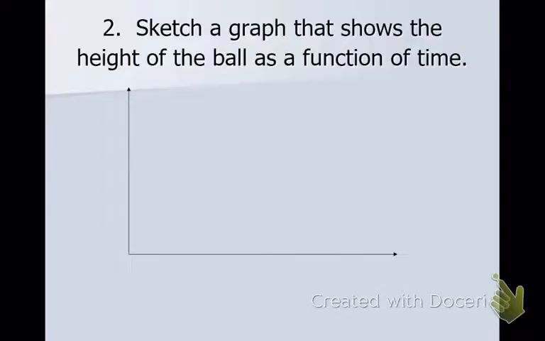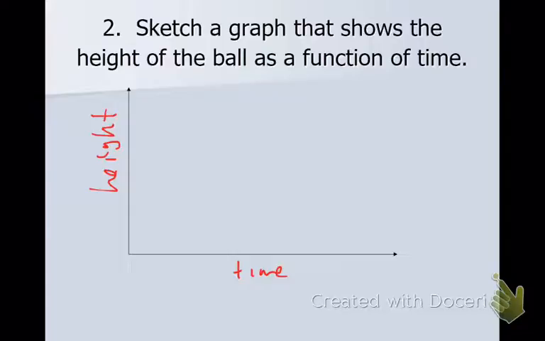Okay? What would that look like? Well, first of all, our axes. Always label your axes. Time's going to be down here. Height of the ball is going to be here. Well, at time 0, so right here is time 0.